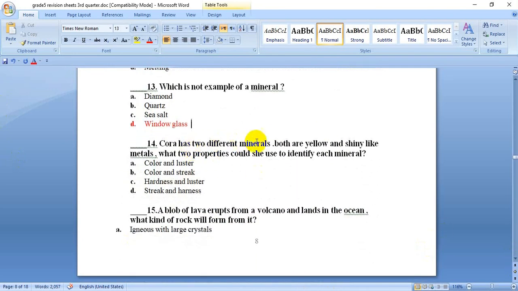Now question 14. Cora has two different minerals. Both are yellow and shiny, like metals. What two properties could she use to identify each mineral? When she described the mineral, she described it as yellow and shiny. So which two properties of mineral are these? Color and luster, color and streak, hardness and luster, streak and hardness? She didn't mention how hard they are or the streak test. She mentioned the color and she mentioned shiny like metal. This is metallic luster. So the answer will be letter A.